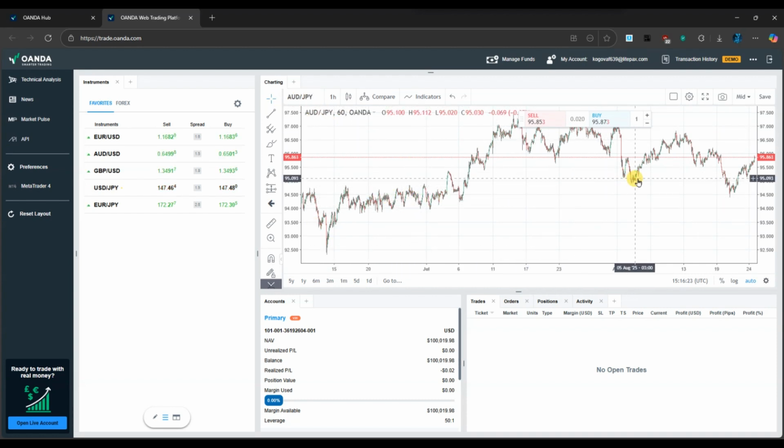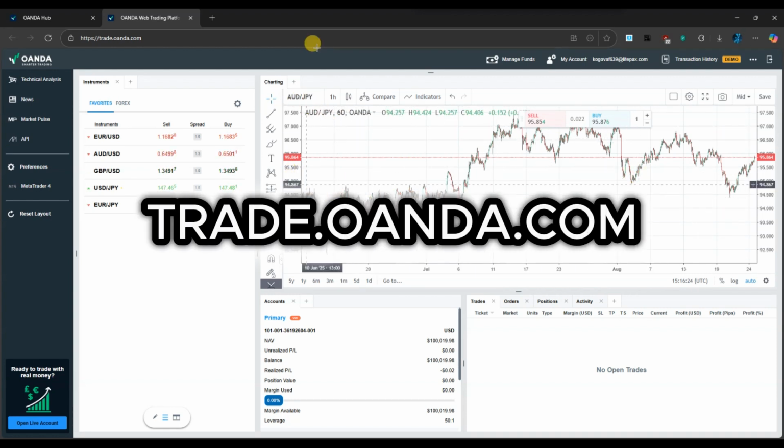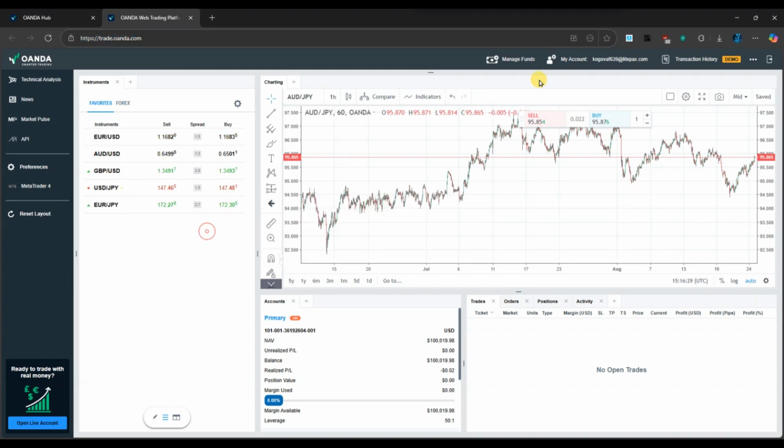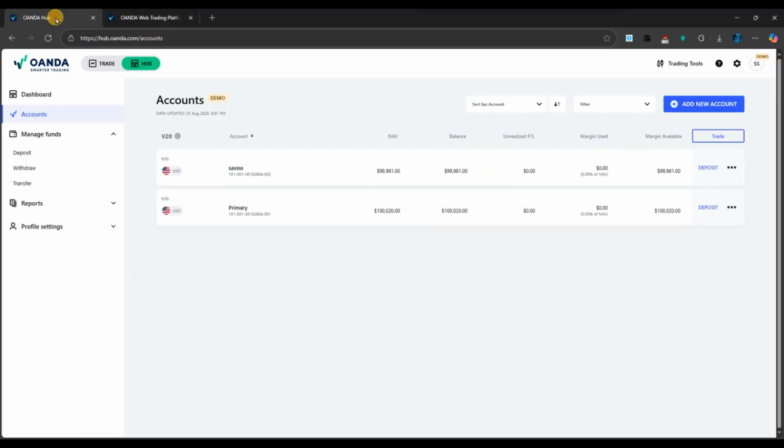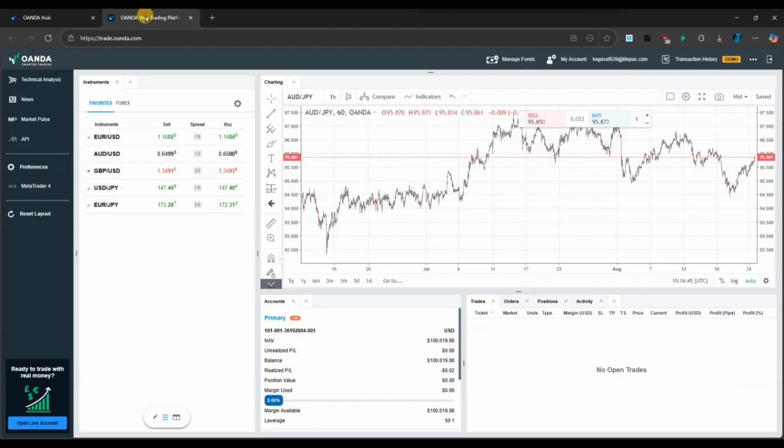To begin, log in at trade.oanda.com and select the demo option. Your account will already be funded with partial money, usually around $100,000, allowing you to place trades and test strategies right away. Inside the platform, you will find your account balance, instrument list, charts, and order panel.